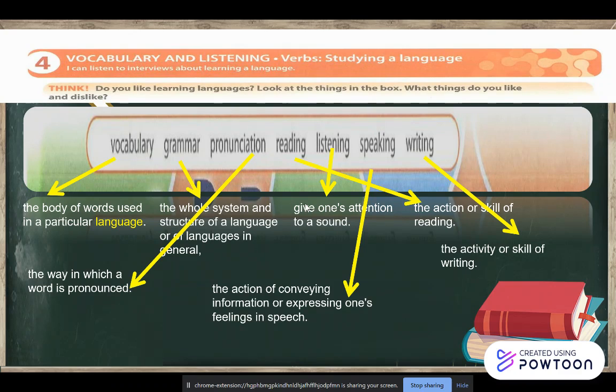We are doing that. So now for today's objective, you'll be able to listen to interviews about learning a language and match them. Okay, it's about listening skills, so you have to sharpen your ears.